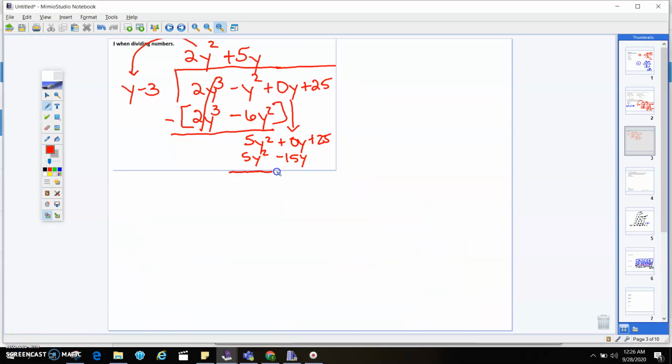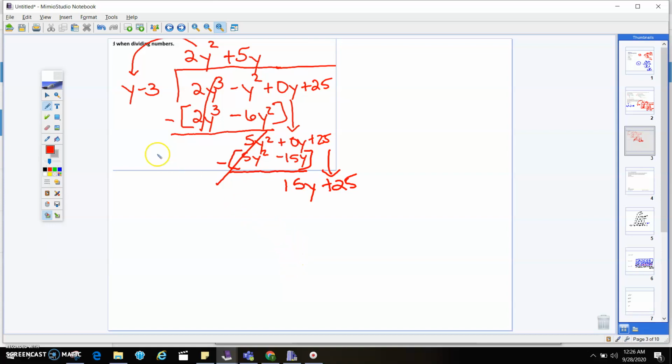Okay, so then now I'm going to actually subtract this. And remember, I'm going to include my brackets to remind me, hey, you've got to make everything change signs. So 5y squared minus 5y squared is going to cancel out. And 0 minus negative 15y is going to make that a positive 15y. And then I'm going to bring this down. And I'm going to keep repeating this process until I can't do it anymore.